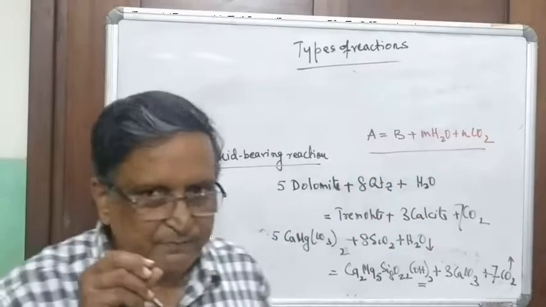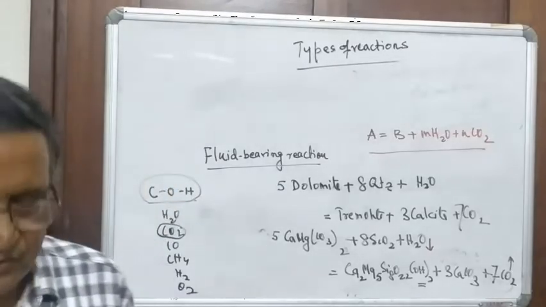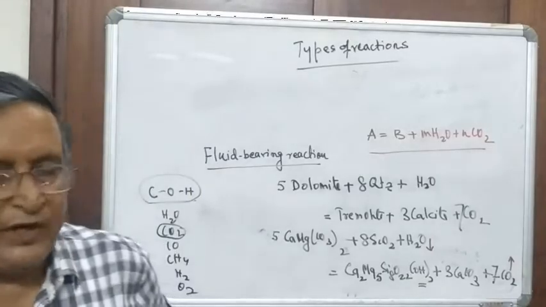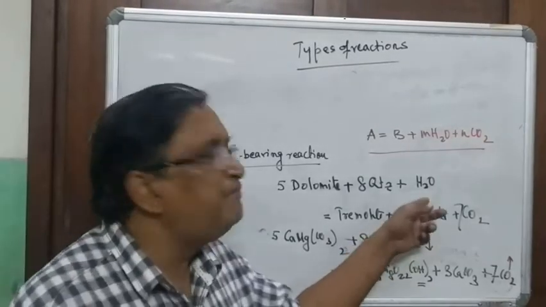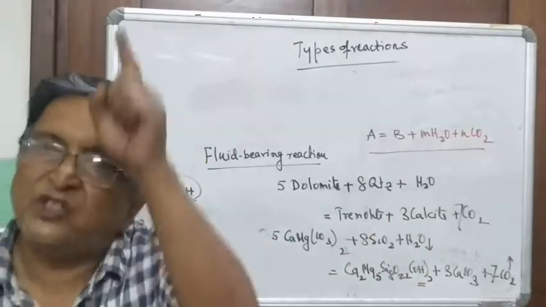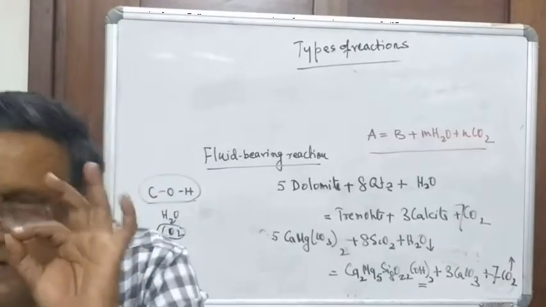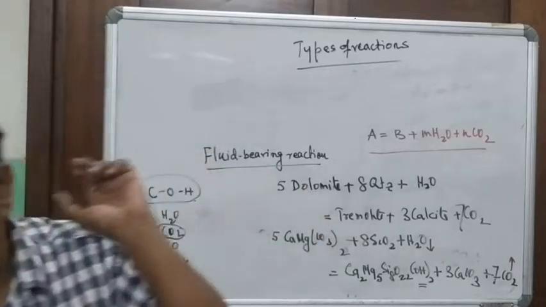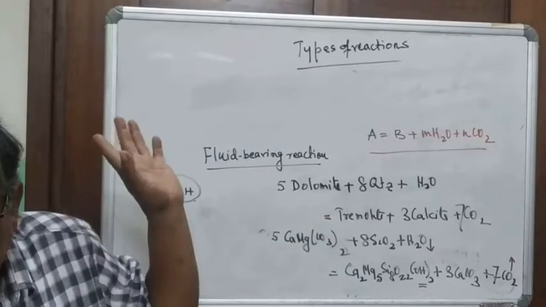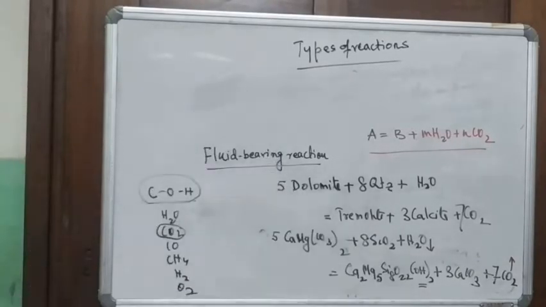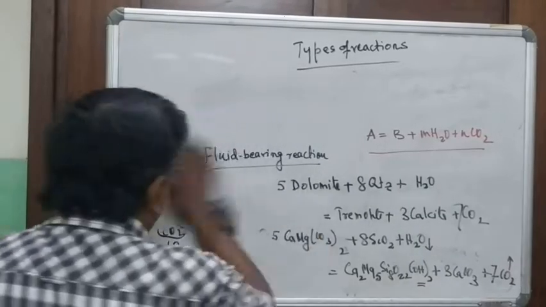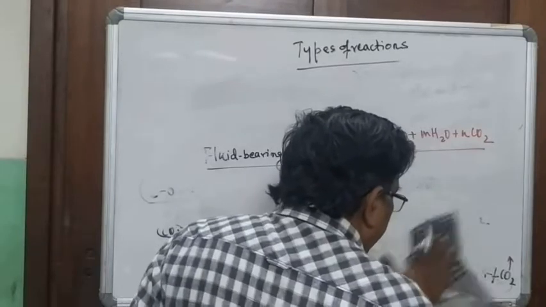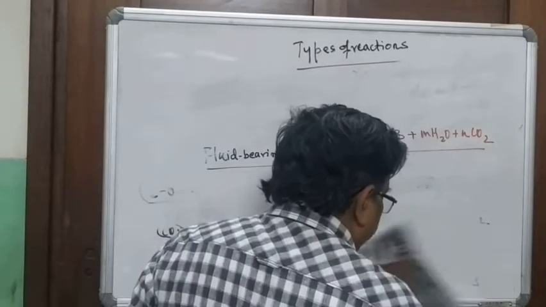So what I am trying to impress is that there are different types of fluid-bearing reactions, and their importance we will soon find out. But the important point to note here is that you are taking a component of the fluid. This is not the fluid, just a part of it. You are taking that to balance the reaction. That's your primary aim. There is another type of reaction, and it is a very important type of reaction.